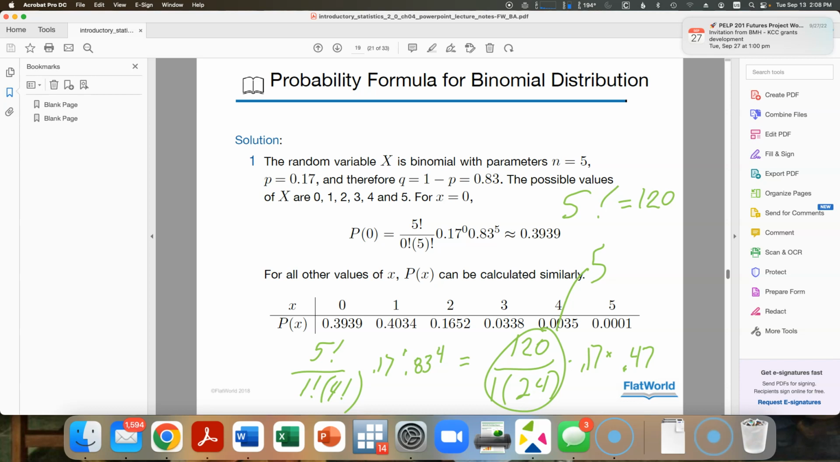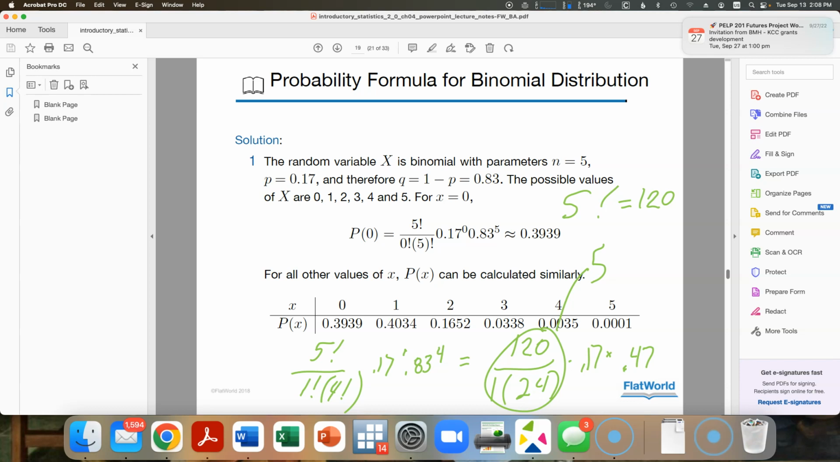Okay, well, I shouldn't have rounded so sloppily. So I rounded a little bit sloppily here, and I think that caused some problems. Let's try to fix this here, make sure I'm accurate here. 120 divided by 24 is 5 times 0.17 times 0.83 to the 4th power.